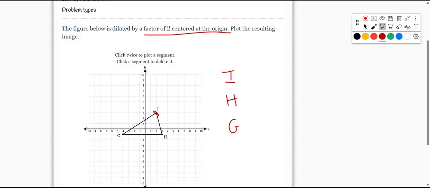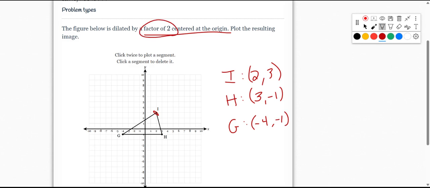The coordinates of I are 2, 3. Of H, I see 3, -1. And of G, I see -4, -1. Then we apply the scale factor. So you might be saying, how do I apply the scale factor? Well, a dilation makes something larger or smaller.